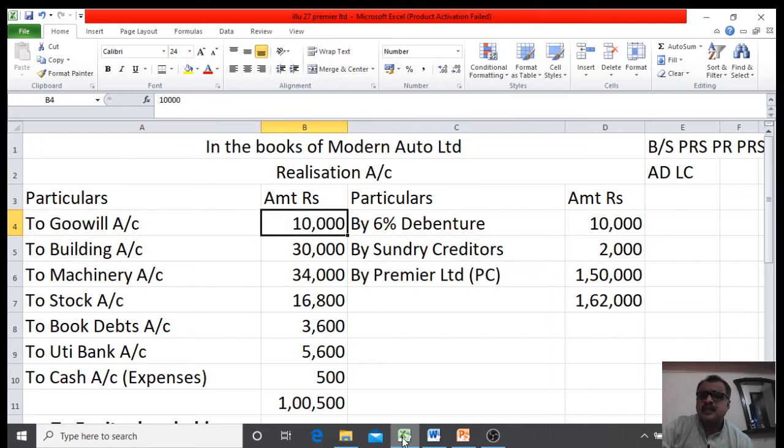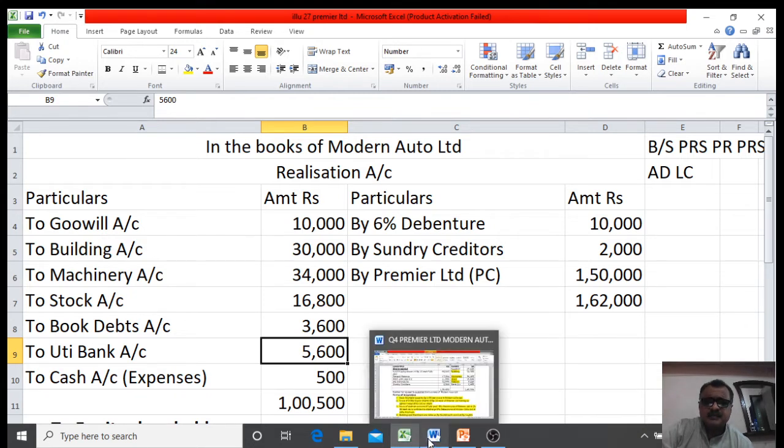So goodwill 10,000, building 30,000, machinery 34,000, stock 16,800, book debts 3,600, and bank account 5,600. So this we had to transfer, that is assets debit side. Then we will take the liability.